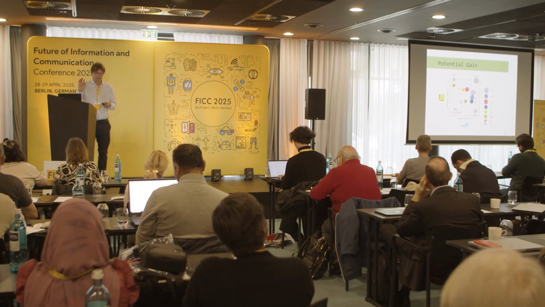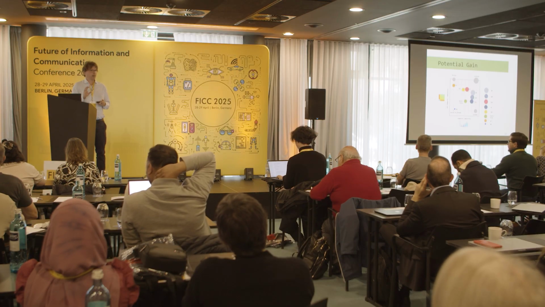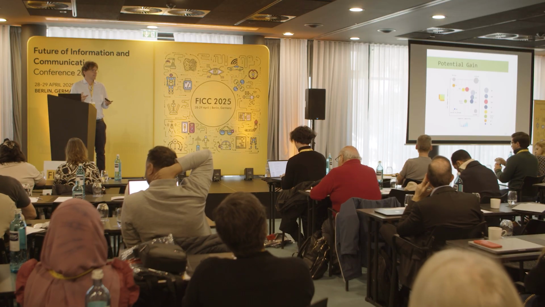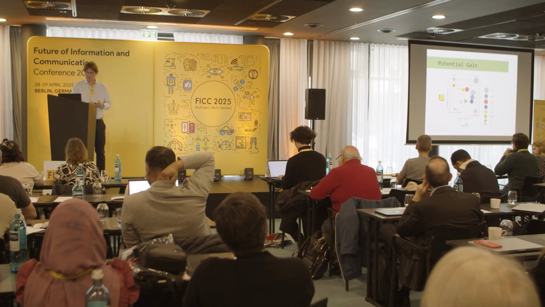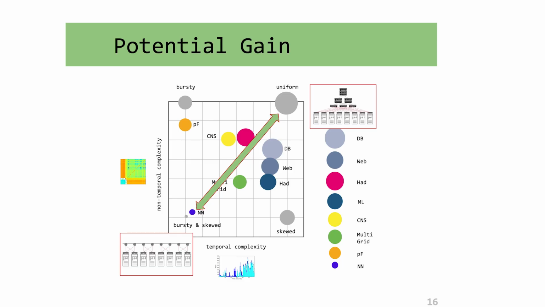So when you think about our nice plot again, on the upper right is traffic that has no structure, is uniform traffic. And on the lower left, for example, there is this neural network traffic. So today we build our data centers for the upper right, but if we could build our data centers tailored to the traffic pattern, we could gain a lot, right? So on the upper right, we have today's data centers. On the lower left, we could have these reconfigurable data centers.